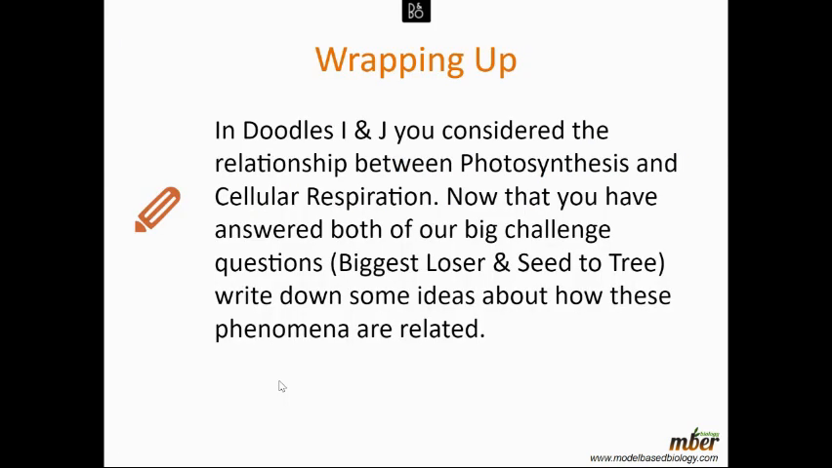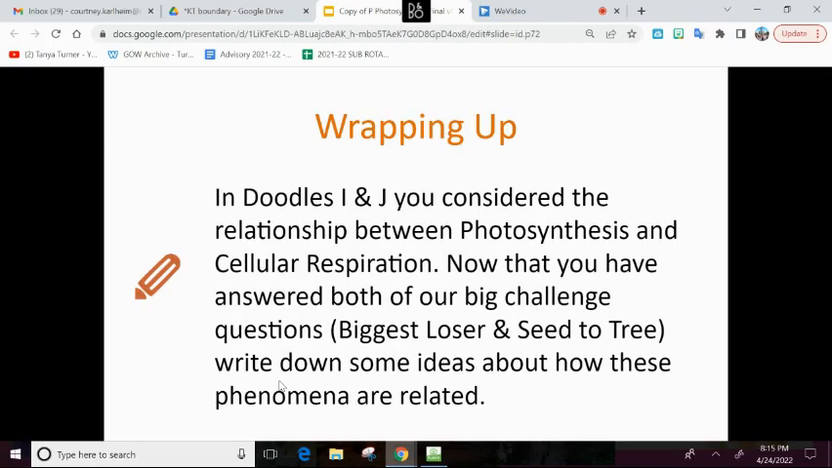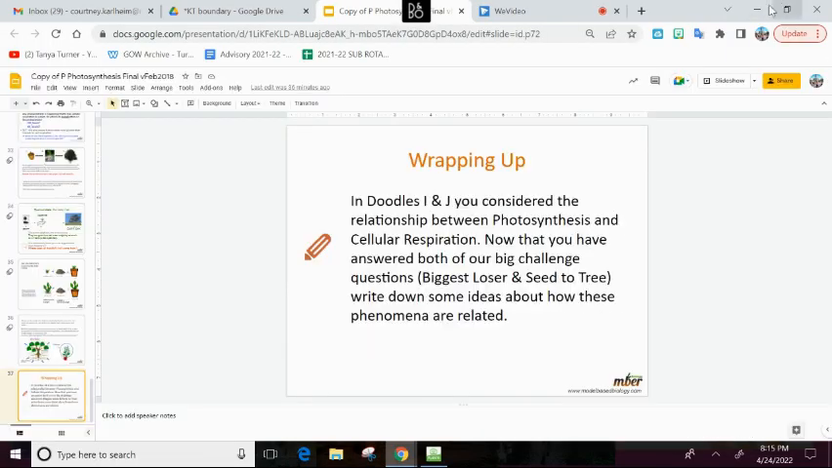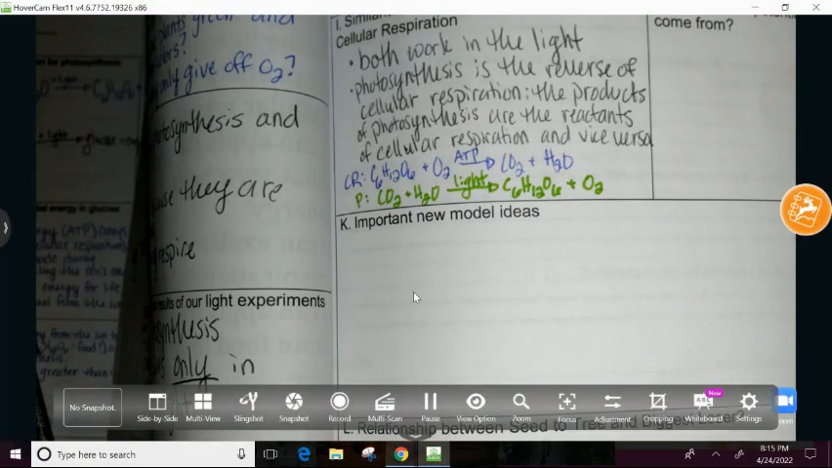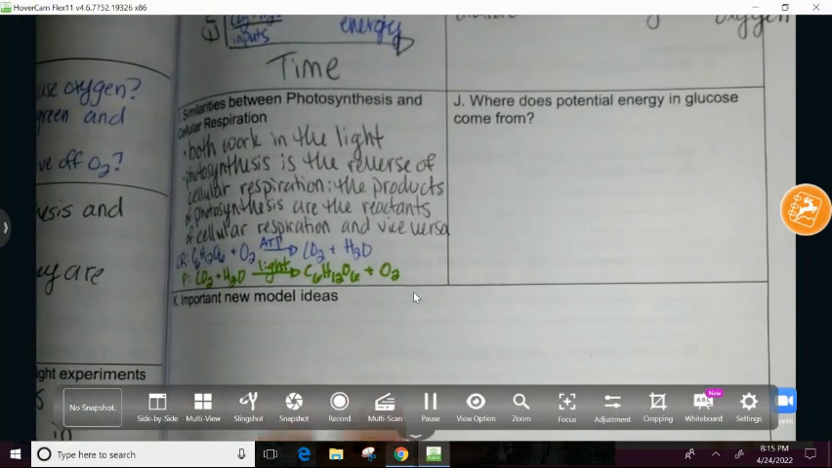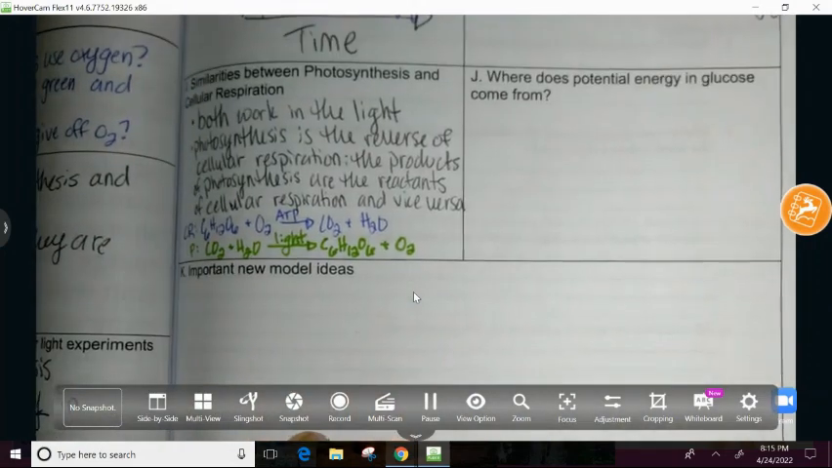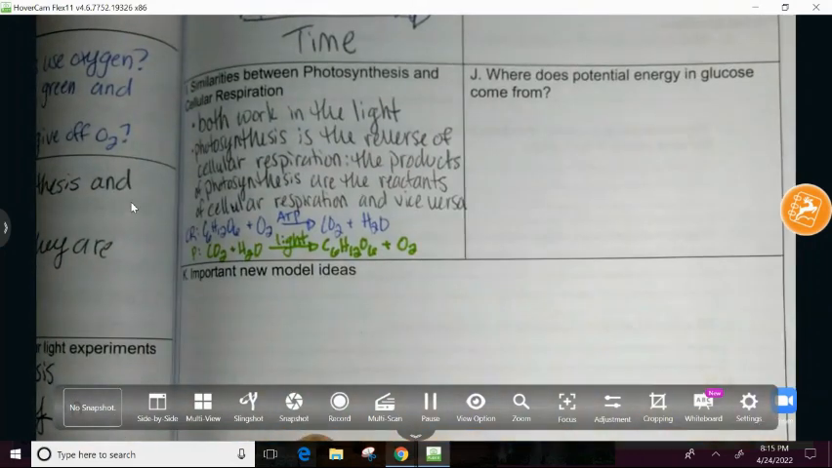So where did the rest of the mass come from? So we're going to write all that down, and hopefully you were able to answer where the matter came from in the tree, but we'll write it all out right now. So where does the potential energy in glucose come from? Remember, light energy is what goes in.